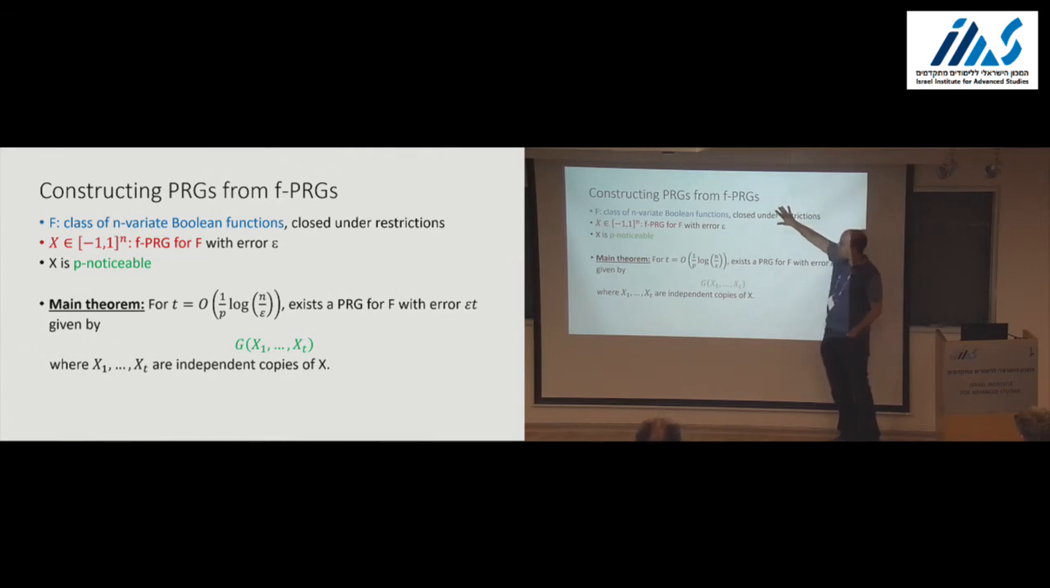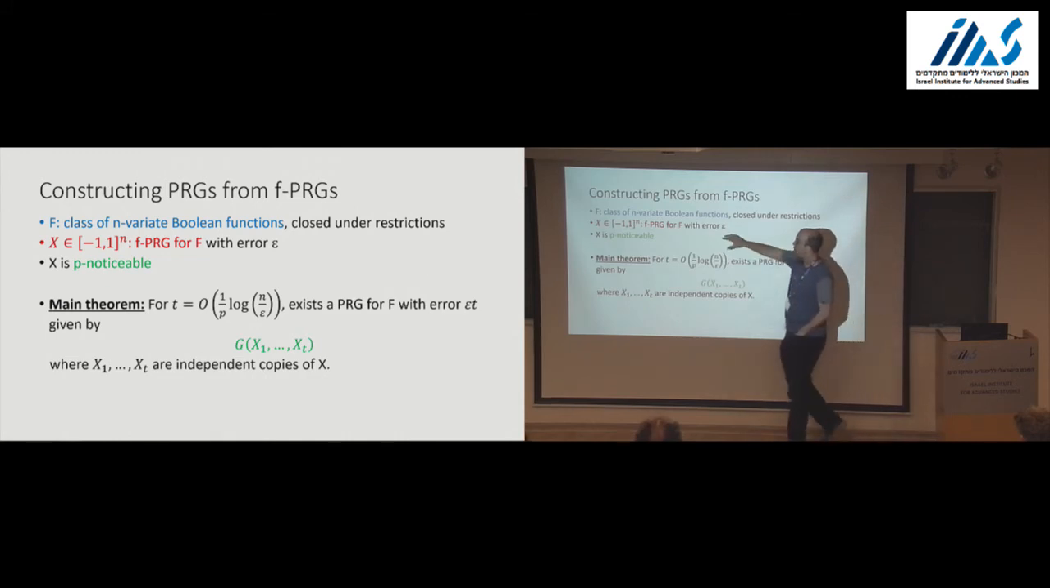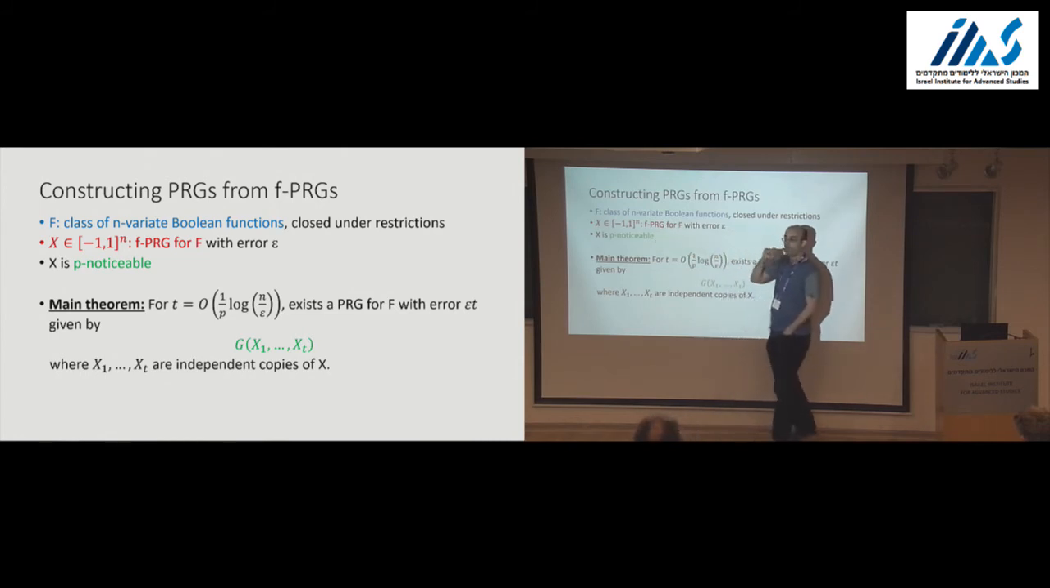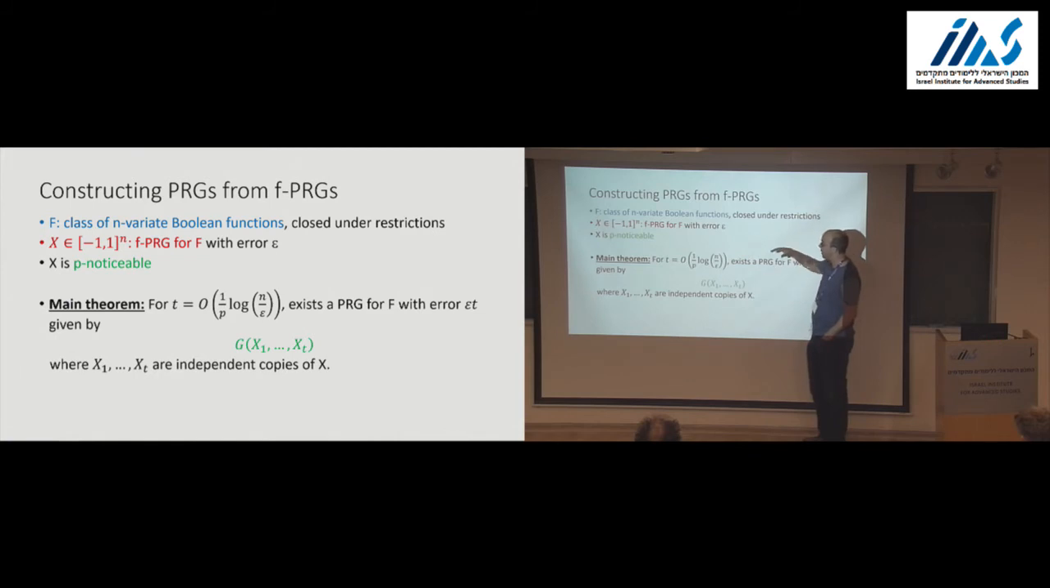So we have a class of n-variate Boolean functions, which is closed under restrictions. You somehow constructed for me this fractional PRG that fools this class, but it can take fractional values. And this fractional PRG is not trivial in the sense that every coordinate has some variance p. Then I claim that there's a generic way of taking this and converting it to an actual PRG.